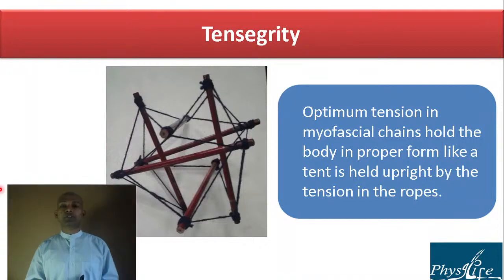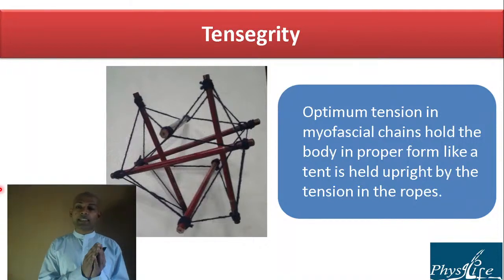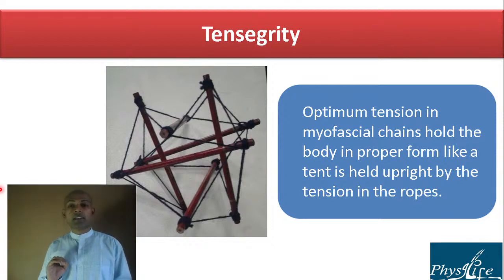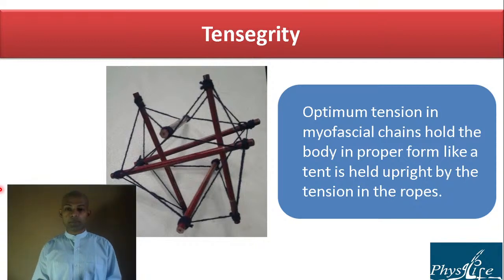Now to have correct movement and more importantly correct posture, the optimum tension of the myofascia is of maximum importance. Correct? And that balance between tension and compression in our body is called tensegrity, if I may define tensegrity in that sense.